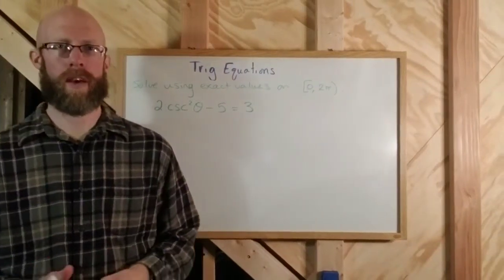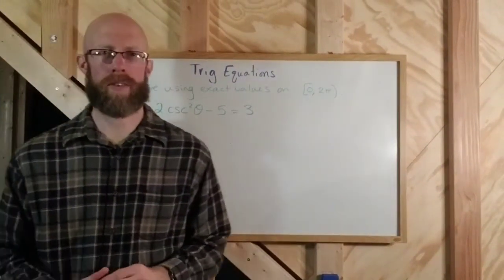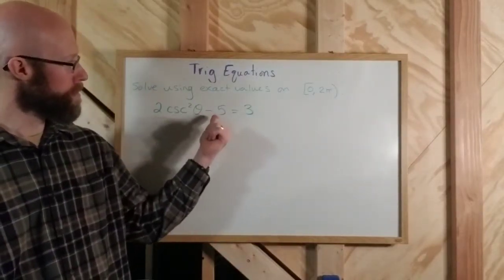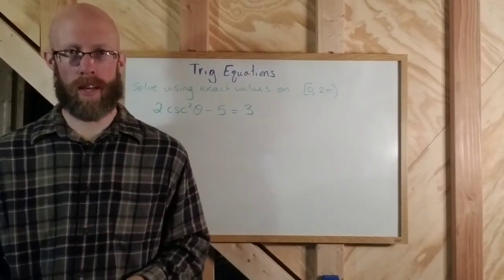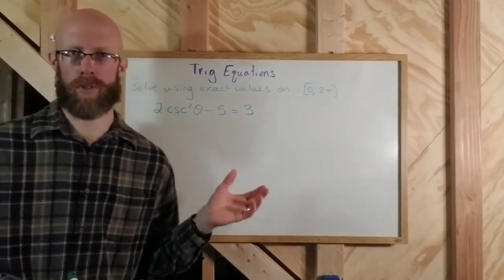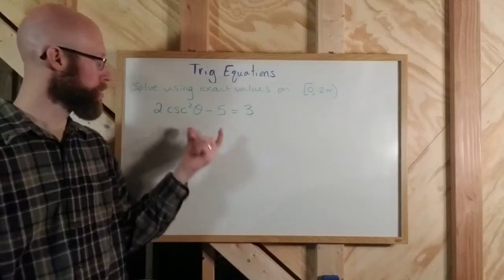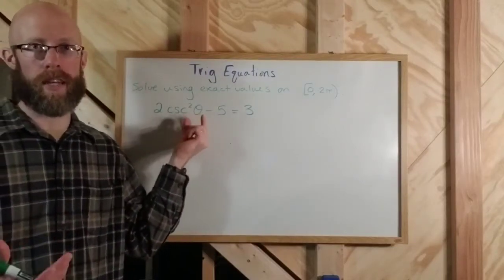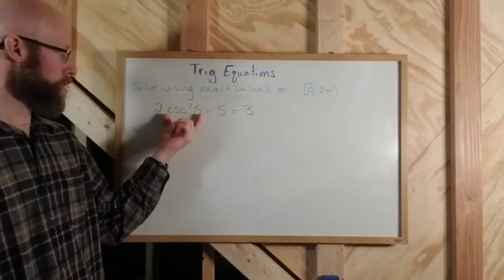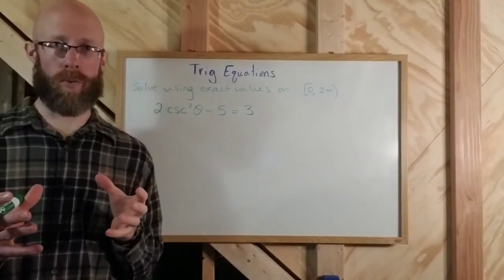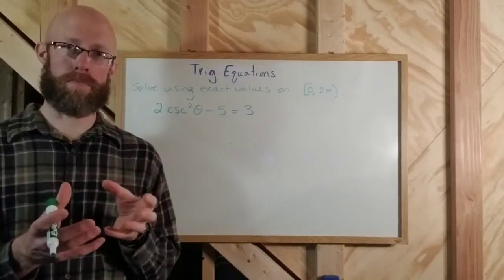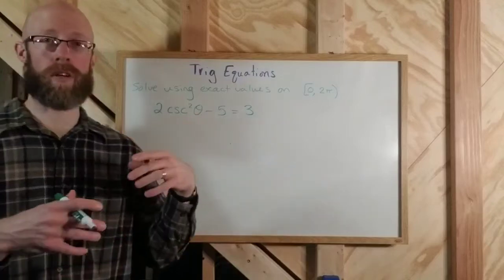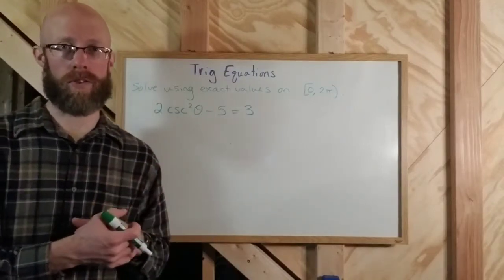All right, this first example I'm going to show you has a cosecant in it. It's 2 cosecant squared theta minus 5 equals 3. Now, this example is really just built to get you thinking about the trig function as your variable, even though technically theta is the variable here. But we're going to be treating the entire cosecant squared as the variable until it's solved by itself, and then you can go on from there and solve for the theta.